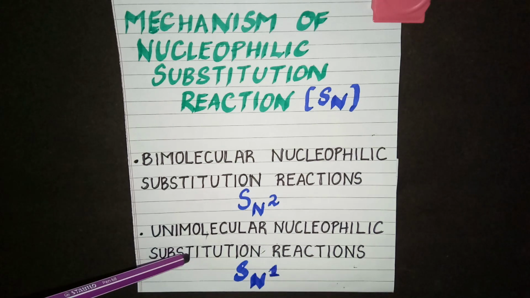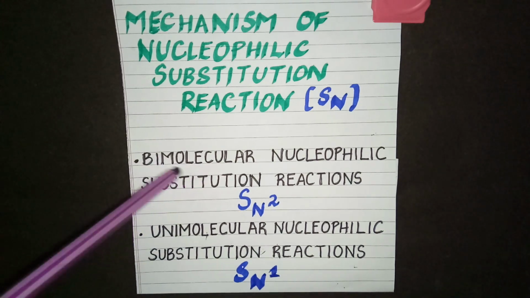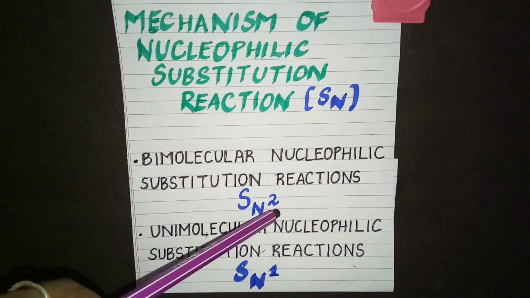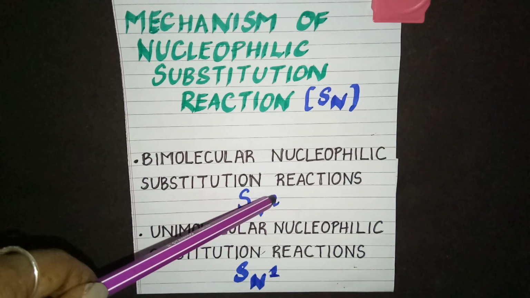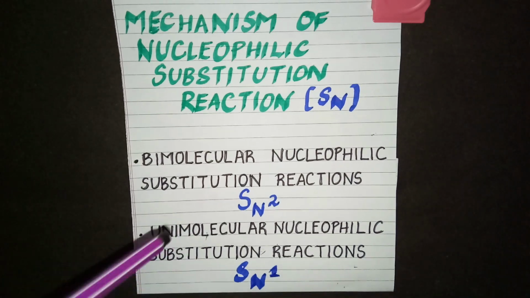So this is a first order reaction, and this is called the second order reaction. So when we say bimolecular, we are putting a 2 here, to represent bimolecular nucleophilic substitution, SN2. The other type is unimolecular nucleophilic substitution reactions, which is represented as SN1. So now we are going to see each reaction in detail.